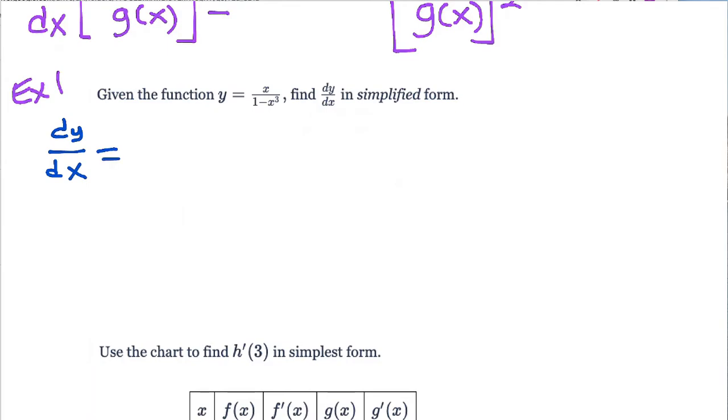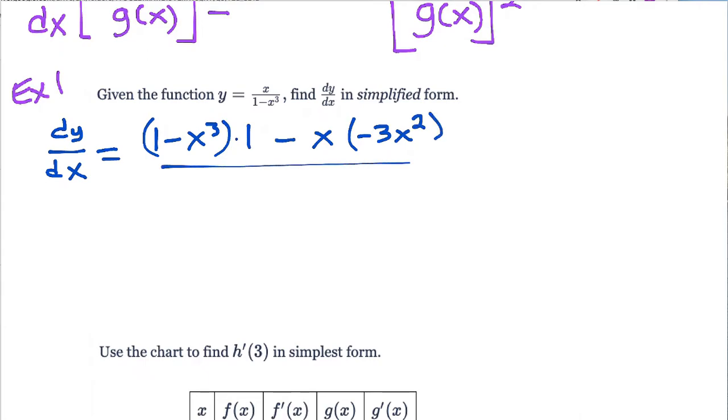So we're going to take the bottom function times the derivative of the top function, which is just 1. So the derivative of x is just 1. Minus the top function times the derivative of the bottom function, which would be 3x squared, all over the bottom function squared.